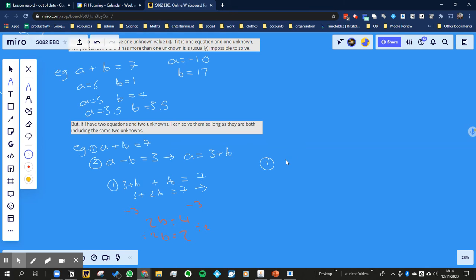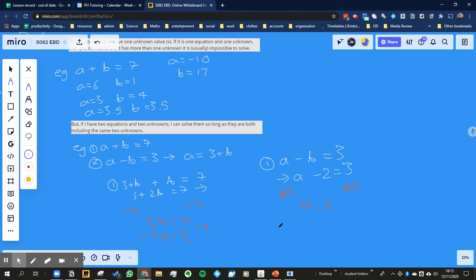Let's rewrite equation 2. a minus b is equal to 3. But we know that b is actually equal to 2. So we can rewrite that as a minus 2 is equal to 3. Do you want to solve that one now? So you rearrange that and you've got a is equal to 5. So we've got b is equal to 2, a is equal to 5. So it looks like we've solved it.